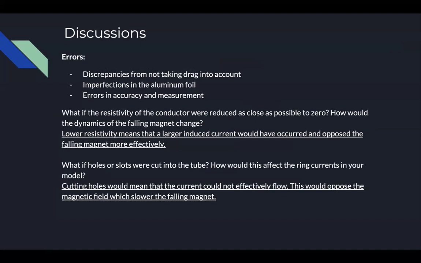Now, if the resistivity of the conductor was reduced as close as possible to zero, there would be a lower resistivity, meaning that a larger induced current could have occurred, and this would mean that the falling magnet was opposed more effectively. Now, if there were holes cut into the tube, basically this would mean that the current was not going to flow effectively because current needs a continuous conductor. So this would make opposing the falling magnet harder and the falling magnet would have dropped a lot quicker.